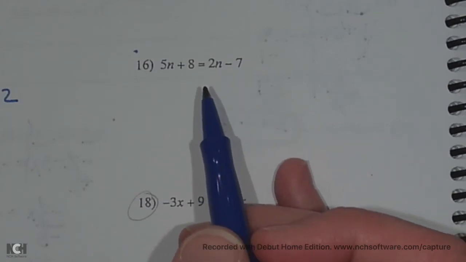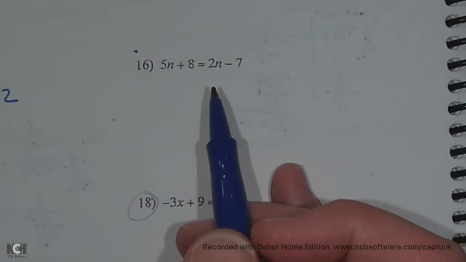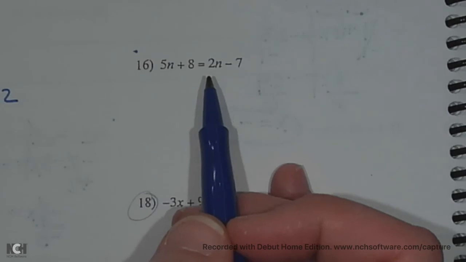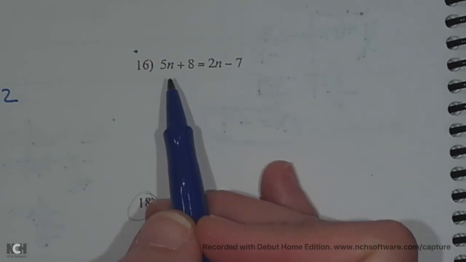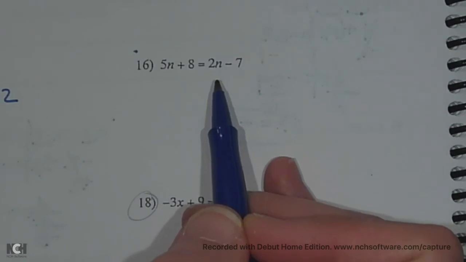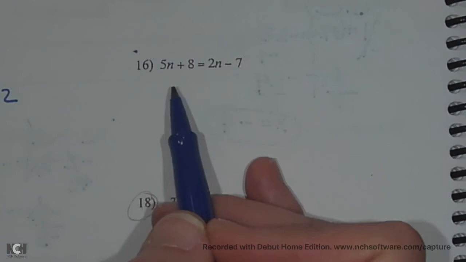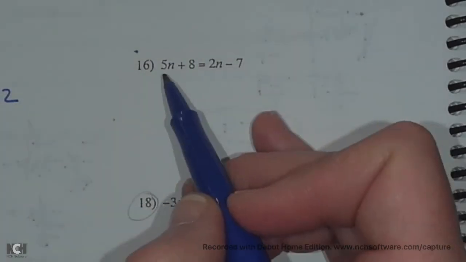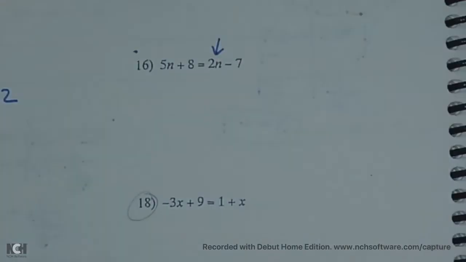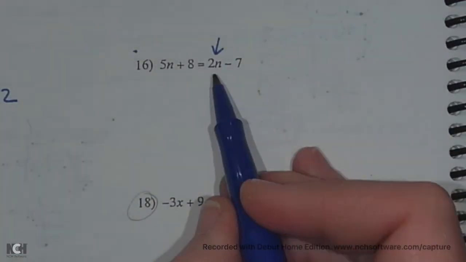Now, I always like to deal with the variables first, so let's start with the variables. You want to only have variables on one side of the equation. So you can choose you want them over here on the left, or maybe you want them over here on the right. It doesn't matter which way you choose, but I'm going to choose to make my variables stay on the left for this problem anyways. So if I want all my variables on the left, that means I have to get rid of this 2n because it's over here on the right, right?